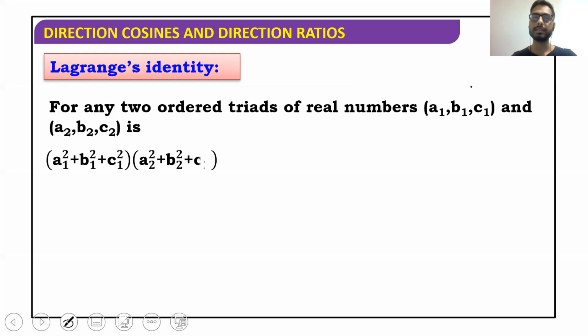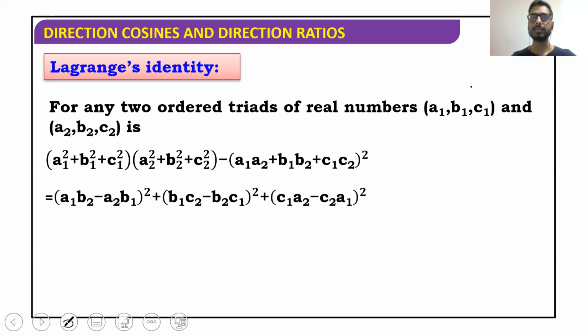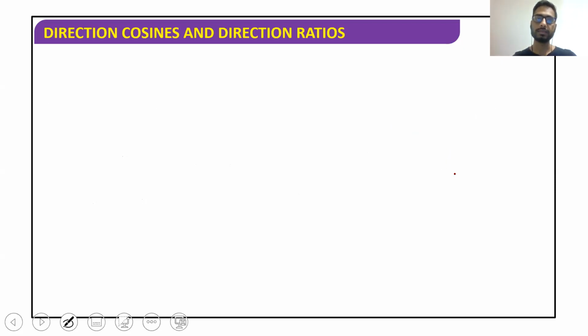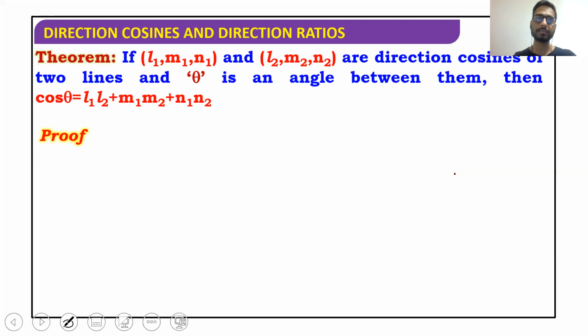Lagrange's identity says that this is equal to your determinant format, (a1b2 minus a2b1) square, plus (b1c2 minus b2c1) square, plus (c1a2 minus c2a1) square. From this term, you are also going to get your value of cos of alpha. And that condition is required to get the condition for perpendicularity. So we'll see that in the next slide.